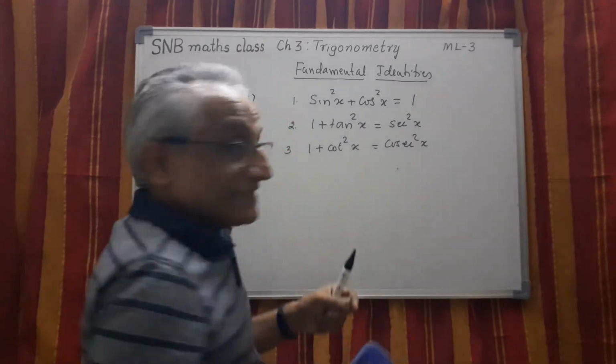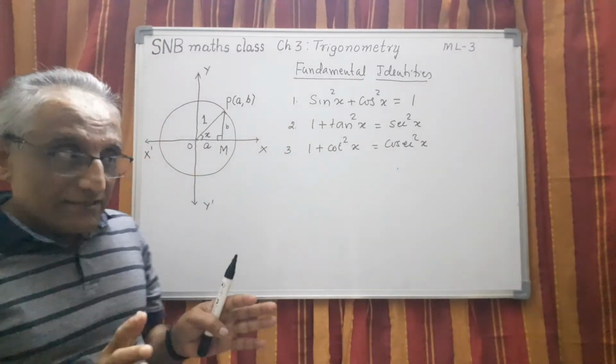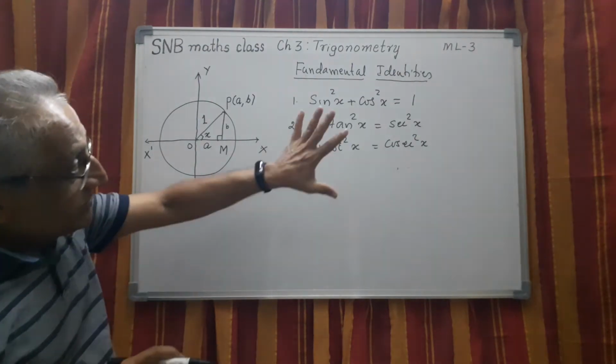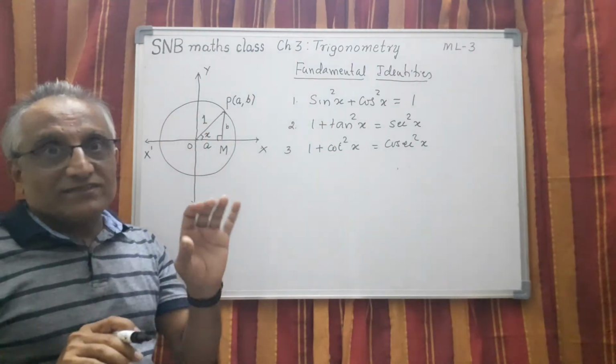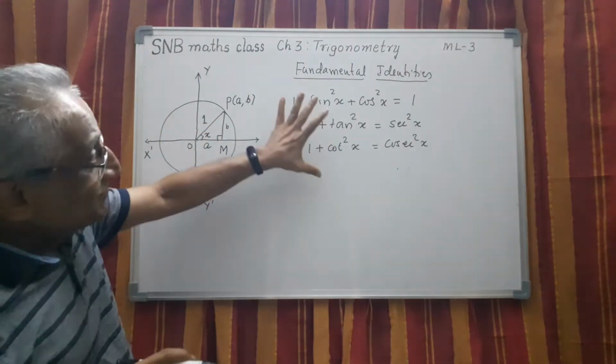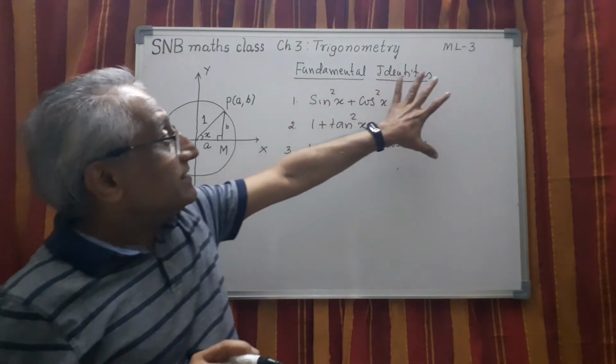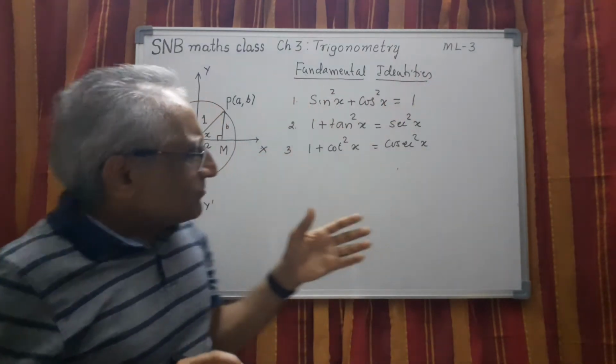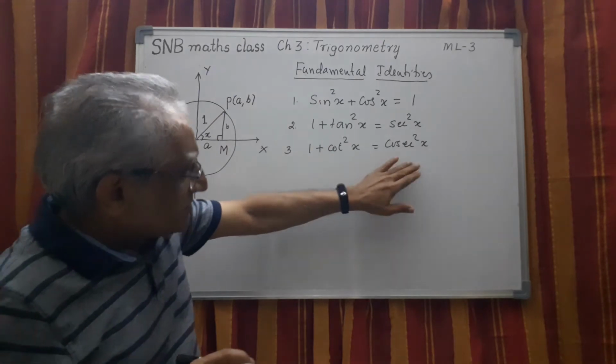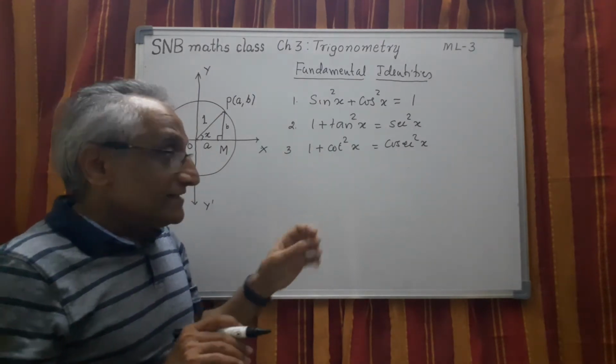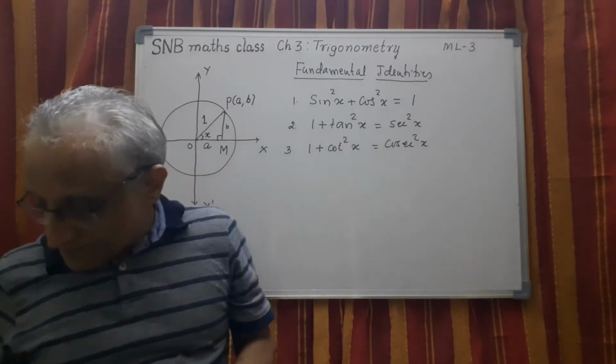So this is the second important aspect. Let me just sum up first. First we have defined 6 trigonometric ratios, that is number 1. Second one, we have taken the first fundamental identities, 3. Of course, these are the most frequently used identities, therefore you have to remember them.